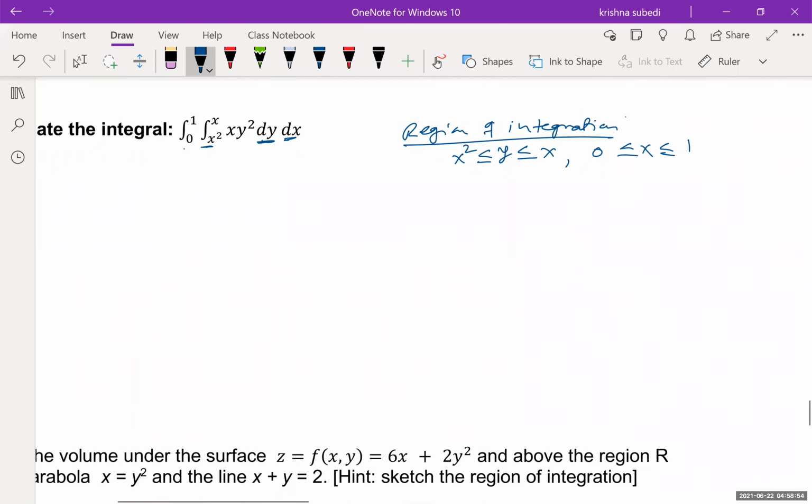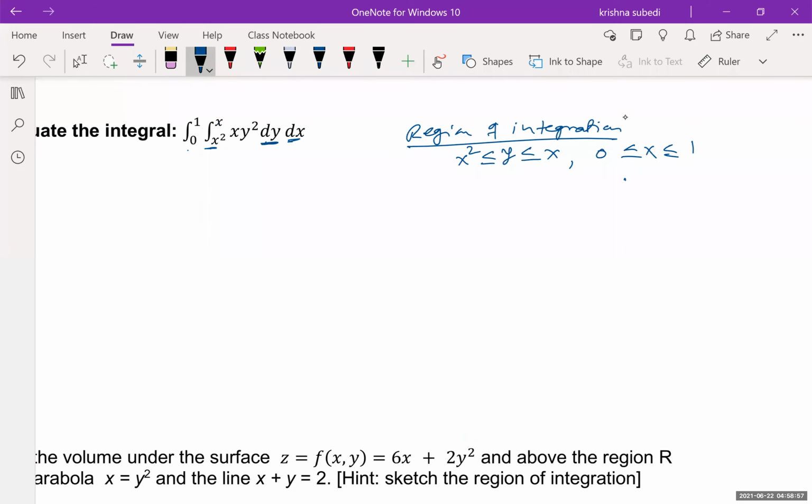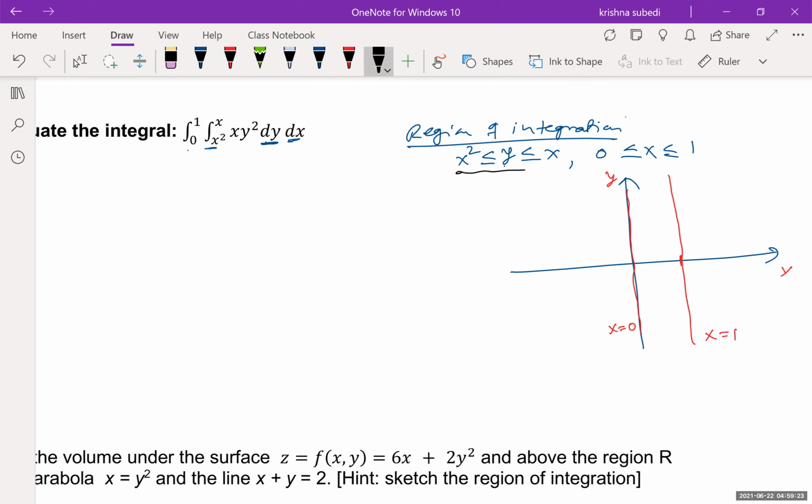So if I draw the graph of this function, how does it look like? Let's draw the graph. Okay, x equal to 0, which means this line, because y-axis is x equal to 0, and x equals to 1, so 1 is right there. X equals to 1. Okay. And now y is, so you see here, you can write that y equals to x square is the lower limit, y equal to x is the upper limit. So let us draw the graph.